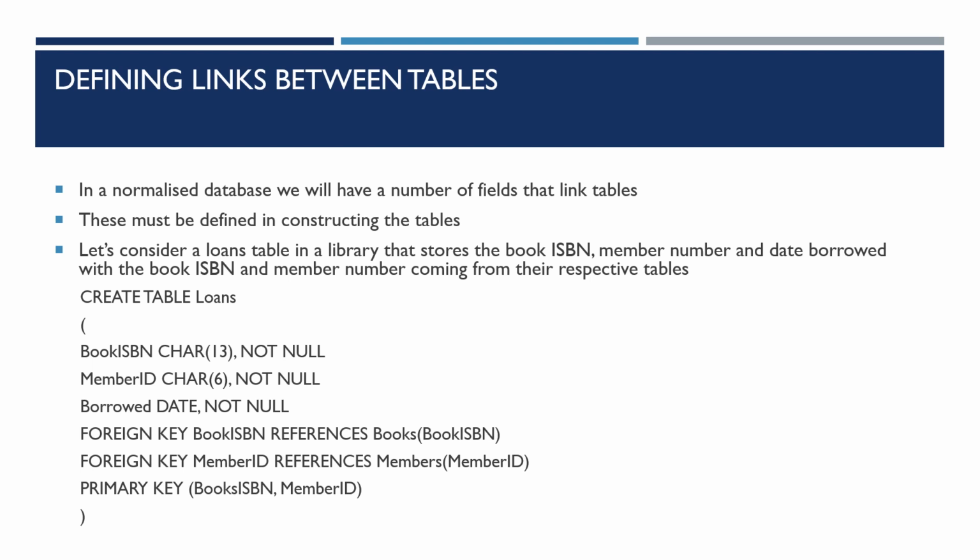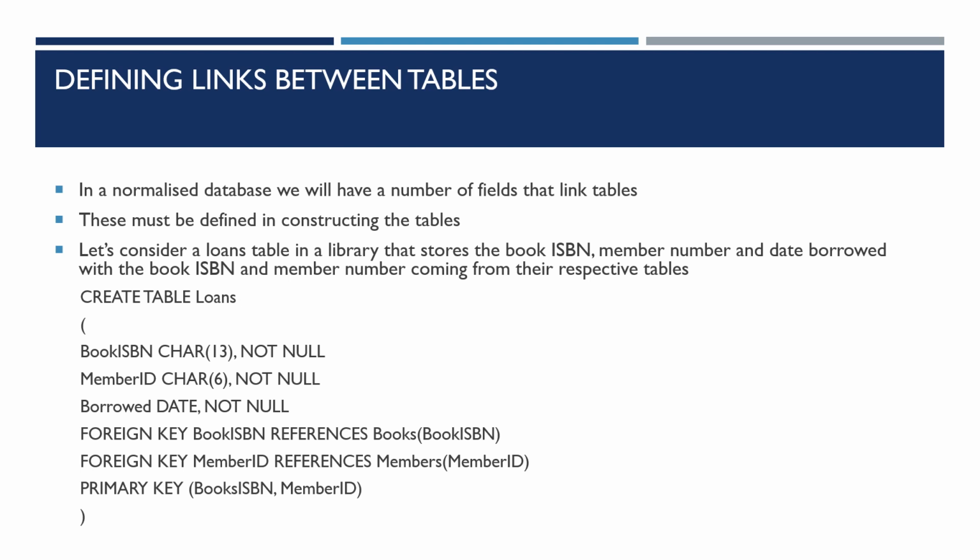Create table, the name of the table we're creating. We'd declare the book ISBN and the member ID. You notice that in both cases, we're not saying that they're the primary key here. That comes later. Then we're going to declare borrowed because that applies to both the ISBN and the member ID. The date borrowed will differ for each different book that each different member borrows.